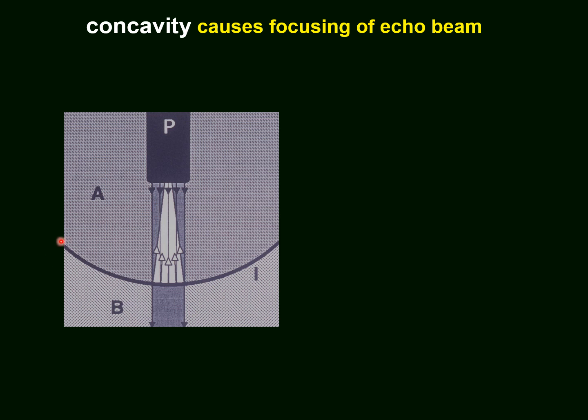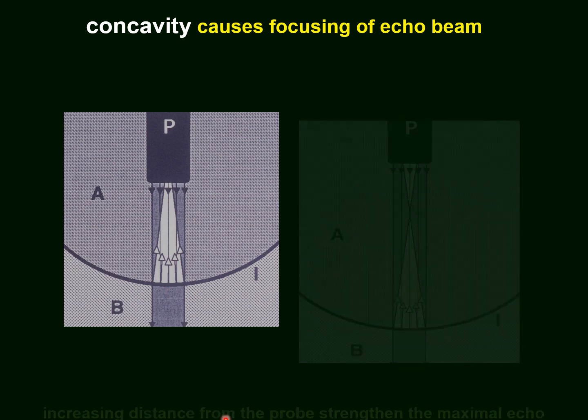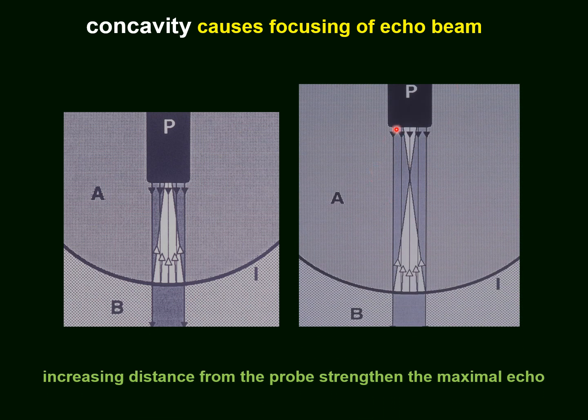Now the concave shape of surfaces, they focus the reflected echo beam. So the echo beam gets stronger. And when we get farther away with the probe, it can happen that the echo beam gets wider again, and maybe in larger distances will bypass the probe, so that the echo signal gets weaker even though the medium does not absorb.